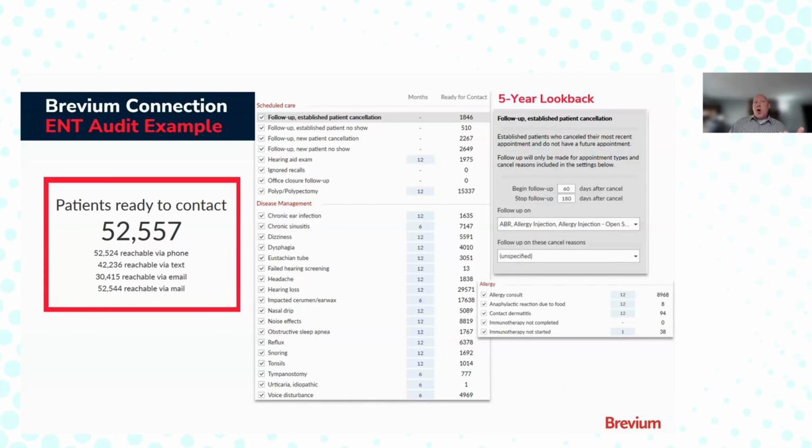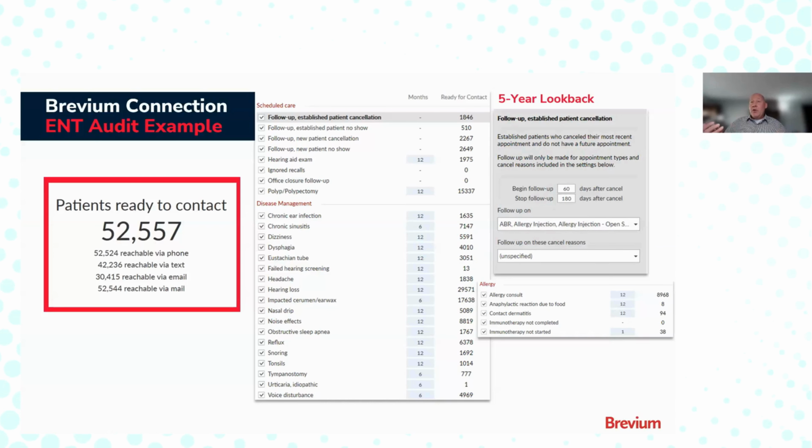This is an example of an audit that we did for an ENT practice. If you look at this, they have 52,000 overdue patients. If you look at the left-hand column here, you see the different reasons. This is where we're searching for these different reasons using diagnosis codes, so on and so forth. And we can see the interval of care for, let's say, chronic sinusitis is 6 months. In this case, they've got over 7,000 patients that are overdue for care. They haven't been seen in 10 months, they don't have a future appointment on the schedule, and they don't have a recall.